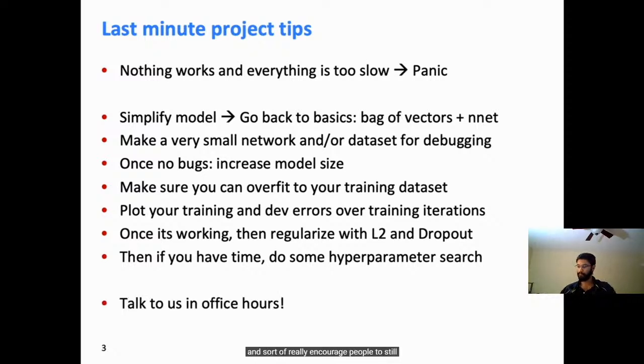I really encourage people to still stop by in office hours if you've got any problems, and we'll try our best to help, within the limitations of what we can do from just being hit cold with problems.